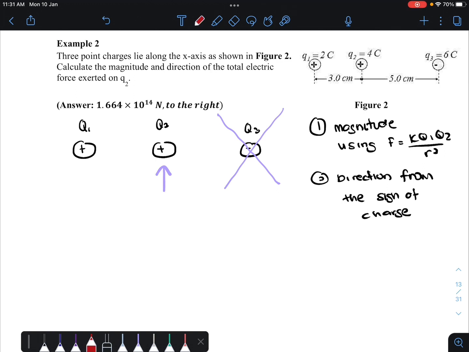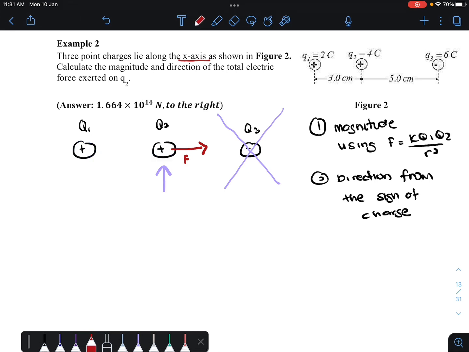Based on this, you have Q1 and Q2 placed next to each other along the same x-axis and they are the same charge. So apa yang akan jadi adalah dua-dua charge ini, sebab mereka mempunyai sifat yang sama, they are going to repel each other. When they repel each other, they are going to move away from each other. So Q2 ini akan bergerak menjauhi Q1. So it is going to move to the right due to the repulsion experienced here.